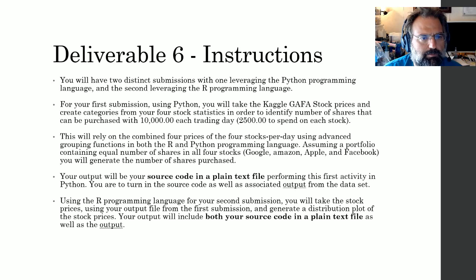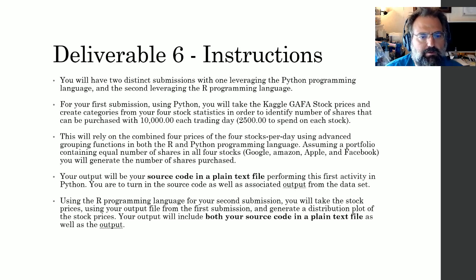For deliverable 6, your instructions here are that there are two different things you're submitting, and as always, make sure that you submit the source code, not just the write-up. So make sure that you're giving me the Python and R files that you actually ran. I need them so that I can verify them.